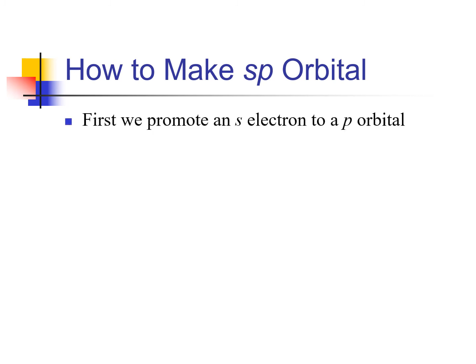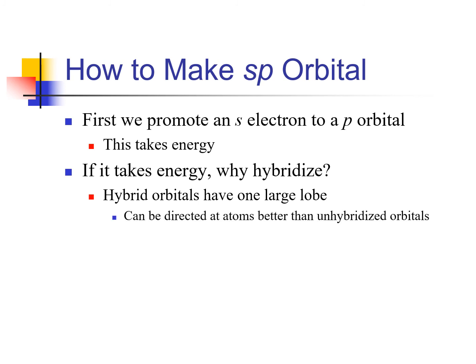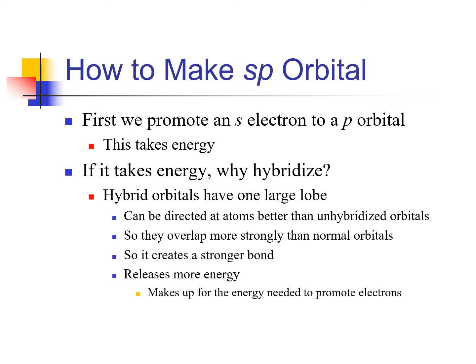Now, how do we make this? What's going to happen is, we're actually going to promote an s electron into a p orbital. This takes energy. Now, if it takes energy to promote the electron, why does it hybridize in the first place? Hybrid orbitals have that one really large lobe, which can be directed better at unhybridized orbitals, creating better overlap. And the better overlap you create, the stronger the bond is, the more energy that's released. So it's worth it. I'm going to show kind of how that hybridization and promotion works on the next one. You don't really need to worry about that too much.